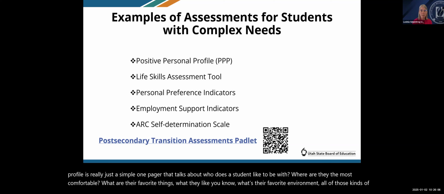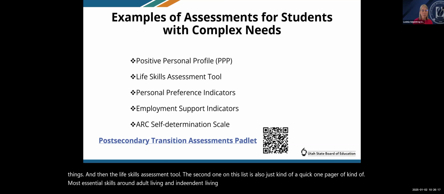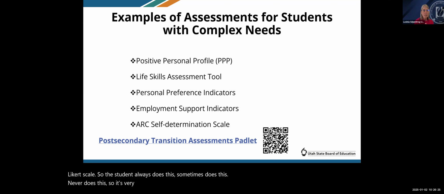And then the life skills assessment tool, the second one on this list, is also just kind of a quick one pager of the most essential skills around adult living and independent living. So that's a really great one to use too. And it's like a Likert scale. So the student always does this, sometimes does this, never does this. So it's very simple to fill out.